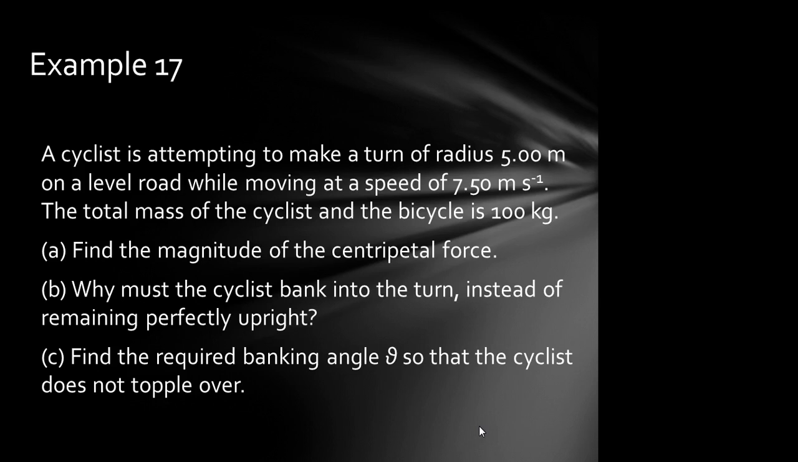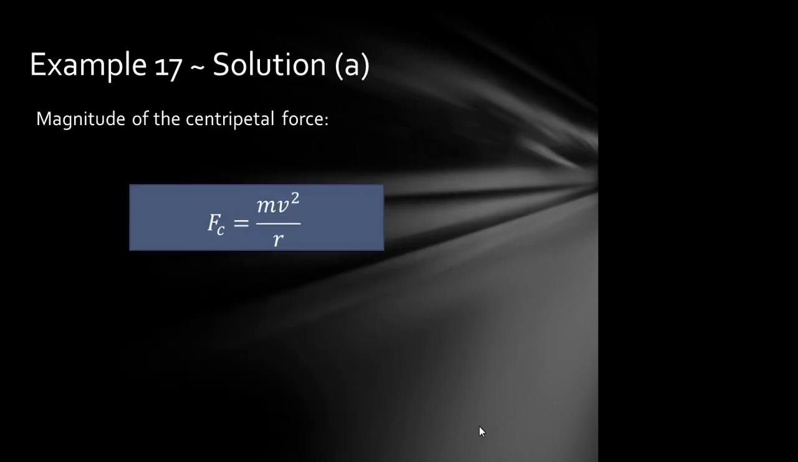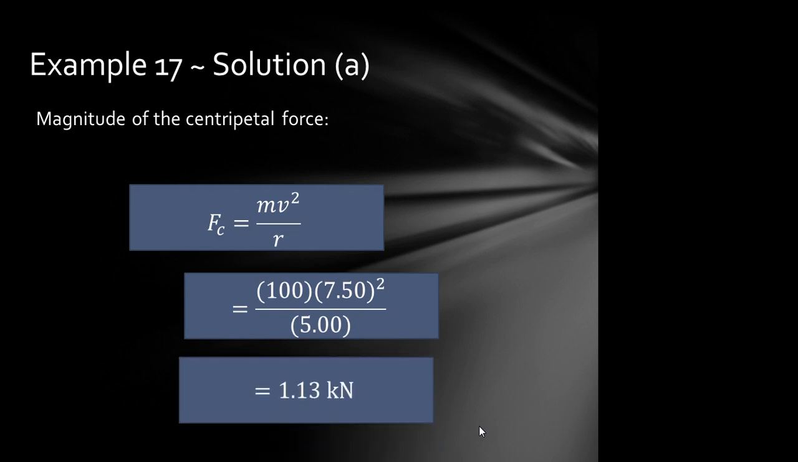So we've got a typical cyclist trying to make a turn of 5-meter radius, and he's moving at 7.5 meters per second. Must be a road bike. Alright, and the mass of the cyclist and the bicycle is 100 kilos. So we're supposed to find the centripetal force. That's easy. Finding centripetal force, F is mv squared over r, and v, r and m we know. So we get a very simple value of 1.13 kilonewtons. That's not the difficult part of the question.